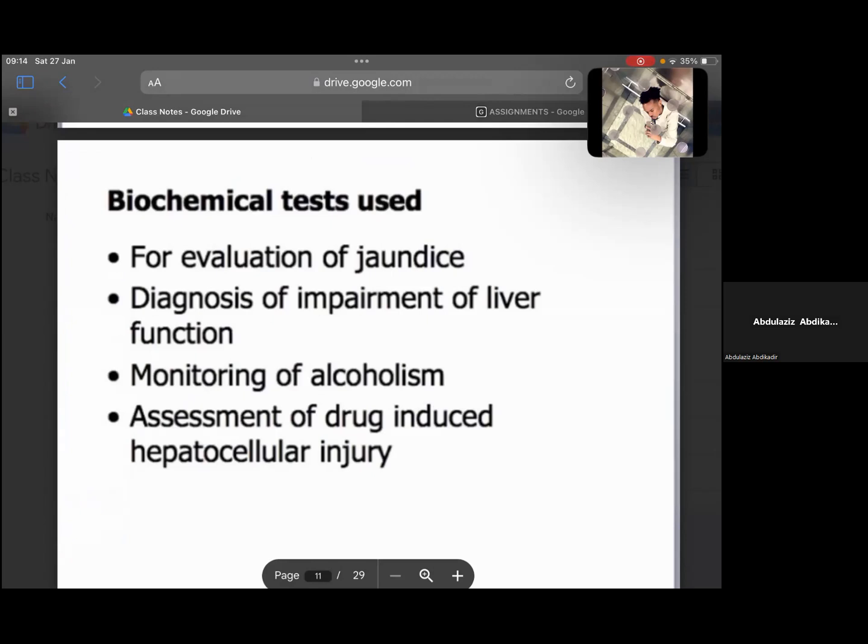Remember, most drugs, the anti-TB drugs especially, you will also find in your MCQs: which one of the following anti-TB drugs does not cause hepatotoxicity? Most of them cause hepatotoxicity apart from one. You will go and read on your own that one. Go through the slides. The monitoring of alcoholism: remember, alcohol kills the liver, it eats the liver, causes a fatty liver disease, apart from the hepatocellular carcinoma and other things.